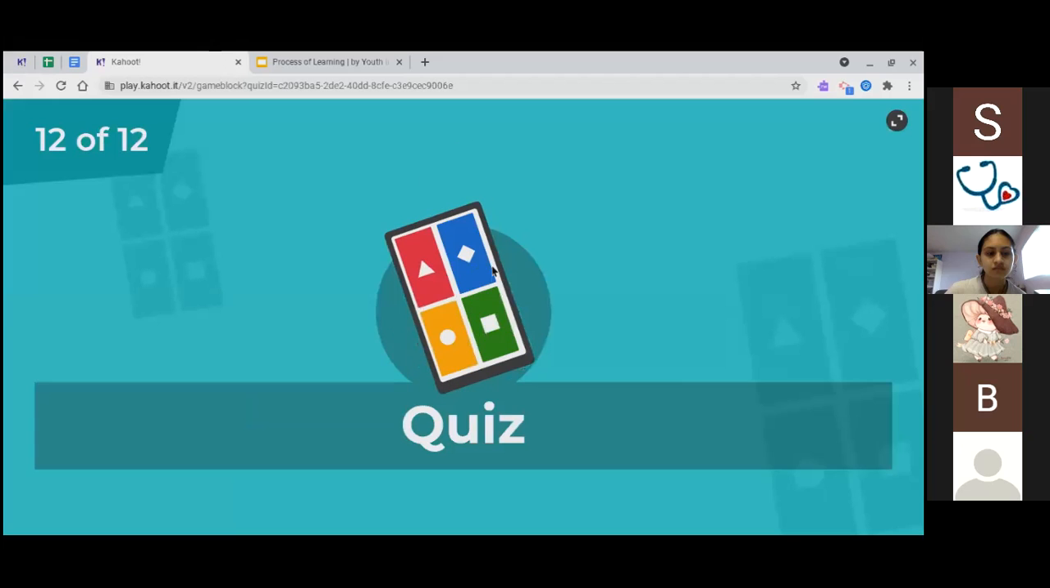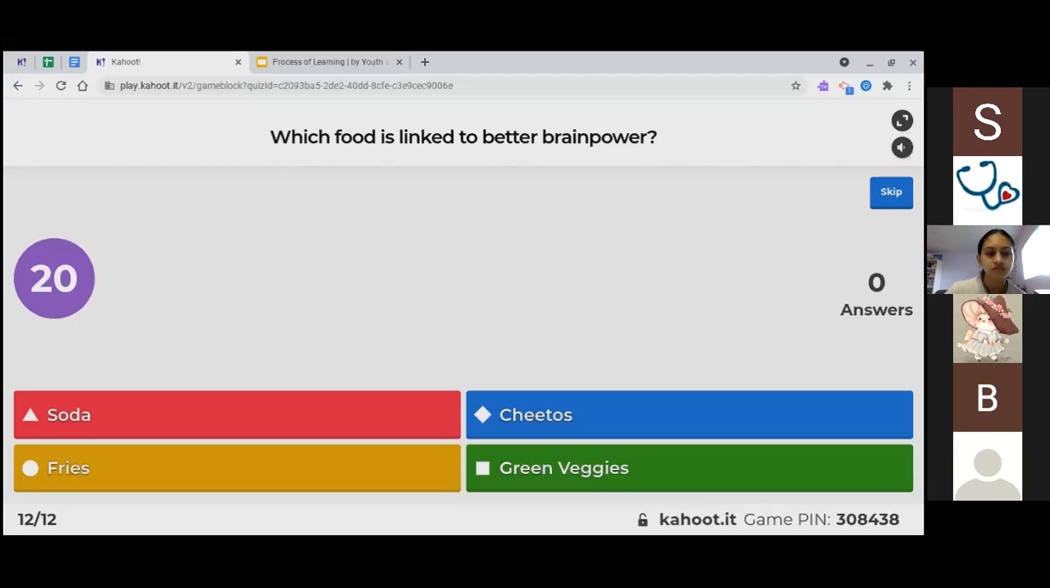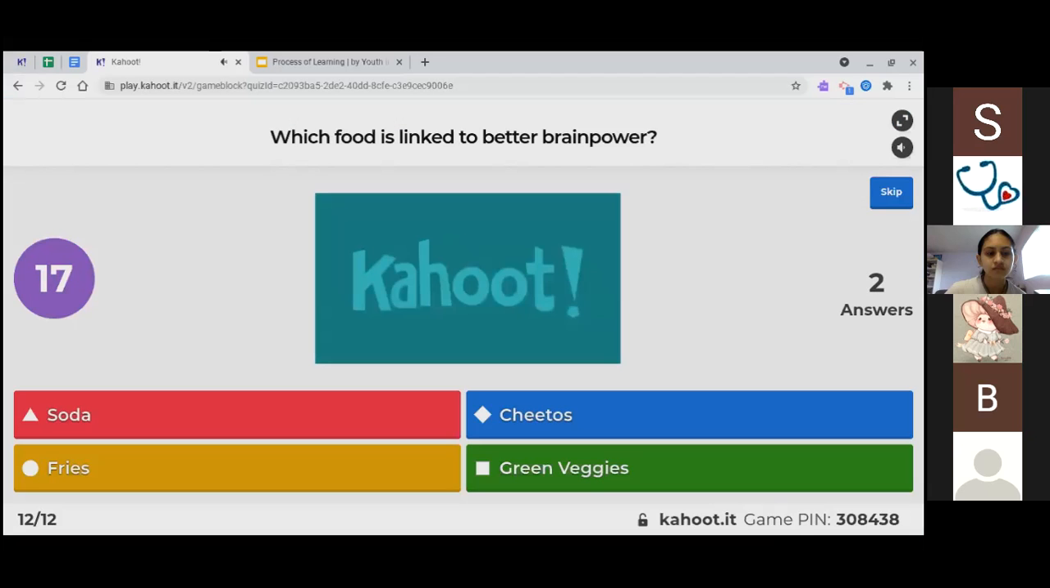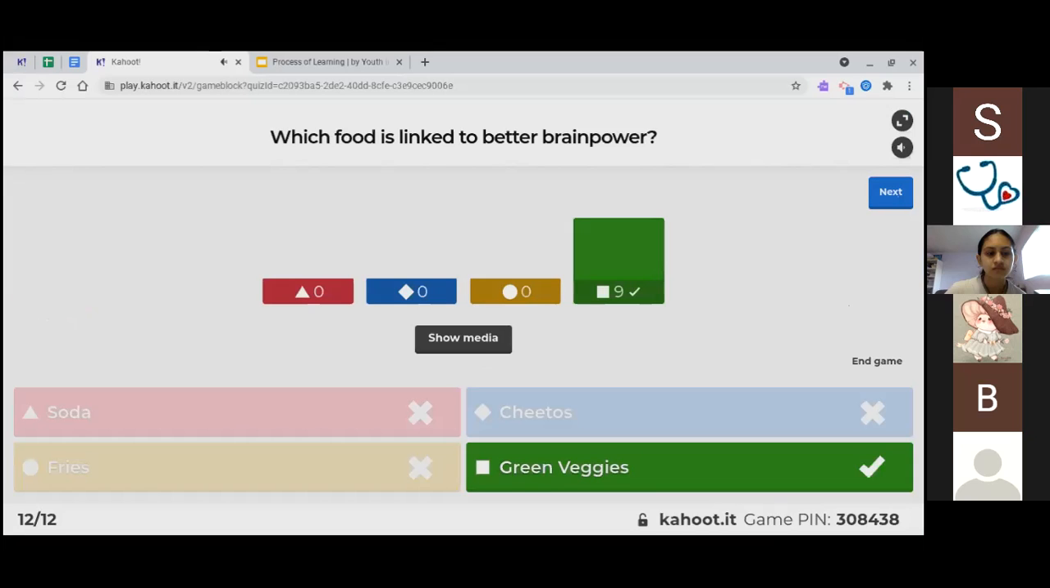The last question, which food is linked to better brain power? Soda, fries, Cheetos, or green veggies? Great, everybody chose the correct answer. Even though soda, fries, Cheetos may be something that we really want to eat, green veggies are very healthy, therefore they help with our learning.